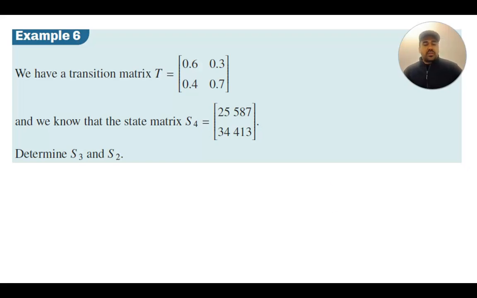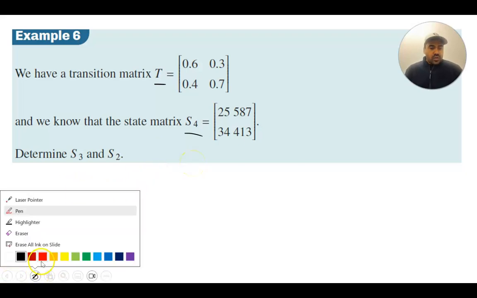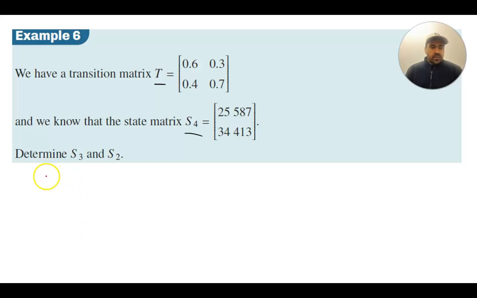So in this particular example, let's say we have a transition matrix and we have got S of 4, and we want to figure out what S of 3 and S of 2 are. So to get S of 3, since we know S of 4 is this, we take the transition matrix, put it to the power of -1, and times that by S of 4.